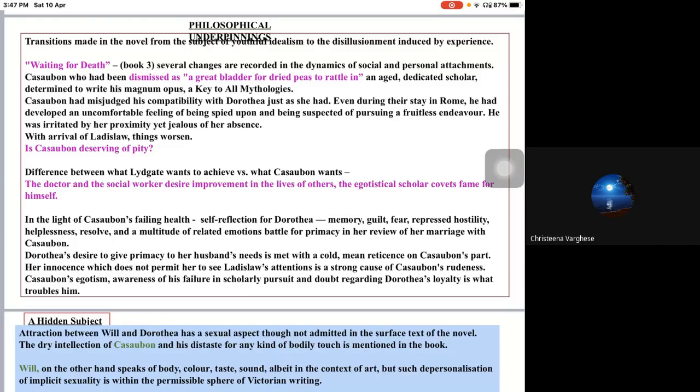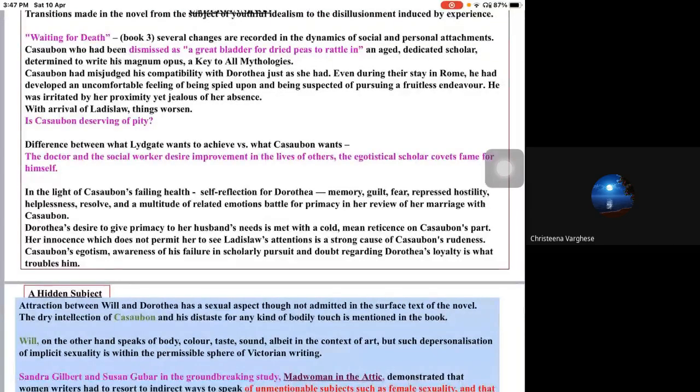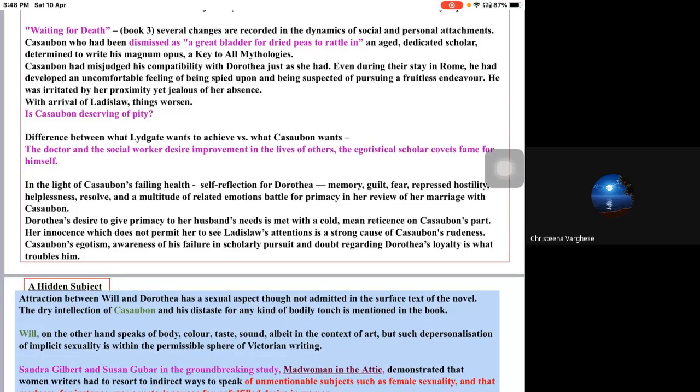So in the light of Casaubon's failing health, self-reflection for Dorothea, memory, guilt, fear, repressed hostility, helplessness, resolve, and a multitude of related emotions battle for primacy in her review of her marriage with Casaubon. So she feels sort of guilty for probably on some level having ignored her husband. Dorothea's desire to give primacy to her husband's need is met with cold, mean reticence on Casaubon's part. So when she tries to give him attention, it's only met with coldness.